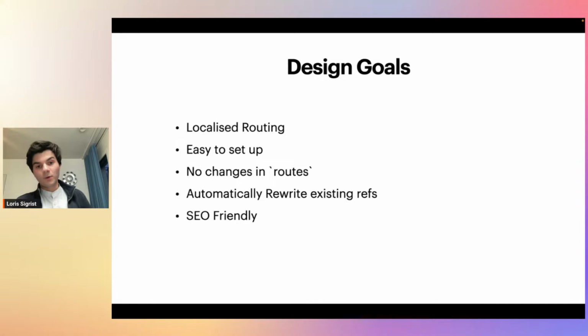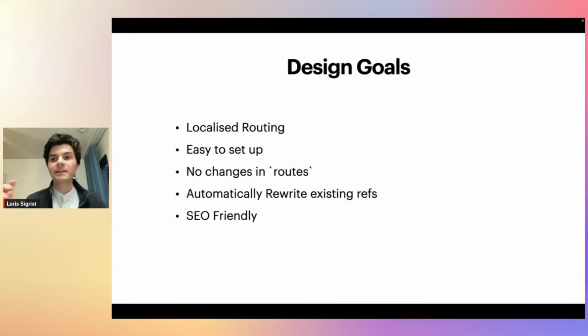Now, when we wanted to build such a routing library, such an integration for a framework, we had a few goals in mind. First of all, localized routing, just because it's cool. But we also wanted the experience of turning your existing app that has a single language into a multi-language app. We wanted to make that transition as easy as possible. So we didn't want you to have to change anything in your routes folder. So usually when you add multiple languages, you need to move everything into a language parameter and change everything. You get a giant commit out of it. We didn't want to do that.